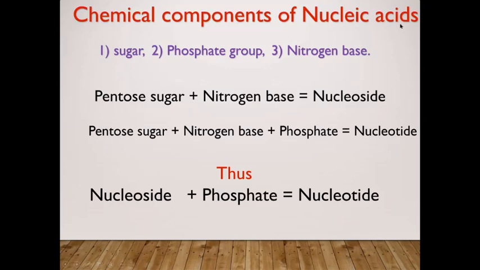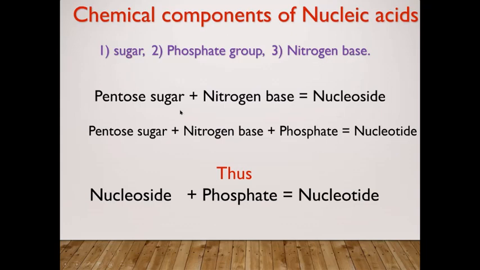Let us discuss nucleic acids. In 1869, Friedrich Miescher identified a cellular substance from the nuclei of white blood cells and called it nuclein. This material has acidic properties and hence it is called nucleic acids. Deoxyribose nucleic acid and ribose nucleic acid are the two types of nucleic acids found in cells. The chemical components of nucleic acids are first, sugar, second, phosphate group, and third, nitrogen base.